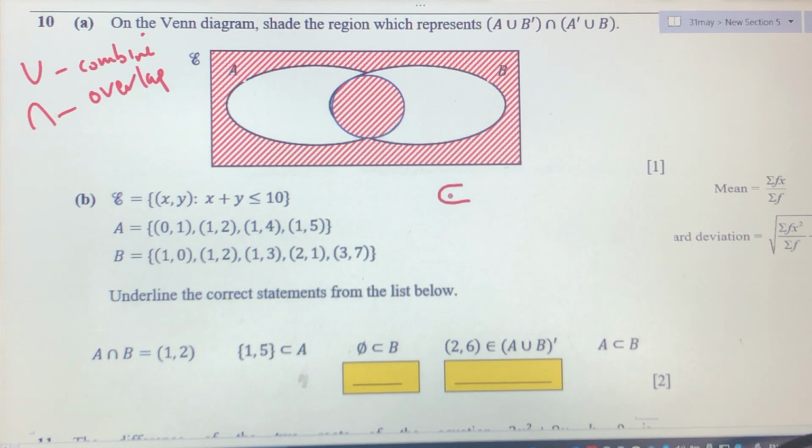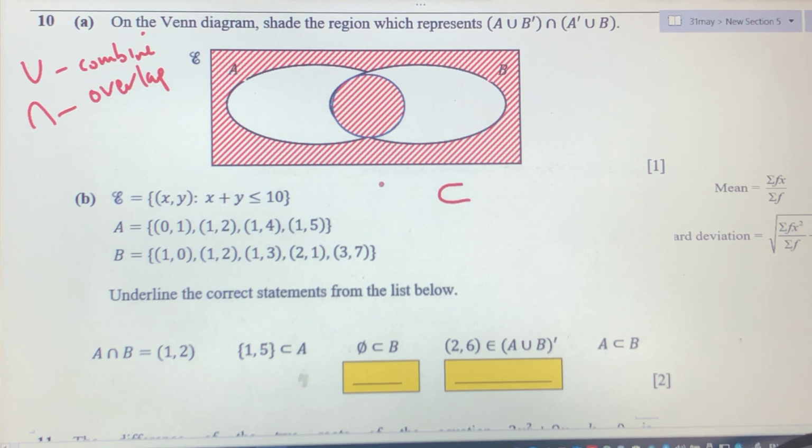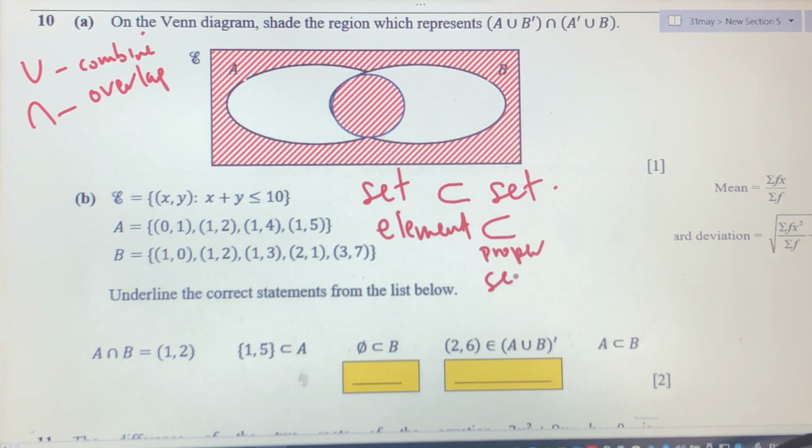For you to write proper subset, in the very first place, what you write here must be a set, and what you write here must be a set. You cannot write an element here. The name is proper subset. So if I say that an element is a proper subset of A, then it is wrong already.